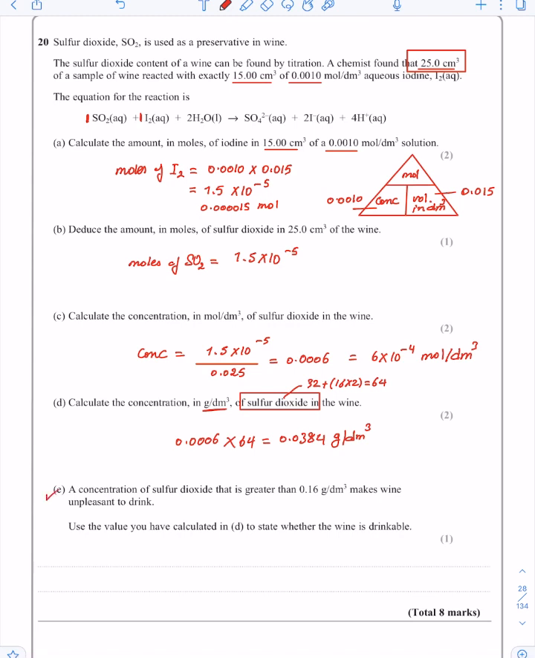Question E. A concentration of sulfur dioxide that is greater than 0.16 gram per cubic decimeter makes wine unpleasant to drink. Use the value you have calculated in D to state whether the wine is drinkable or not. Of course, the value we calculated for the concentration of sulfur dioxide in gram per cubic decimeter, which is 0.0384, is less than 0.16, so this means the wine is drinkable. So here, the wine is drinkable because the value we calculated is less than the limit 0.16.